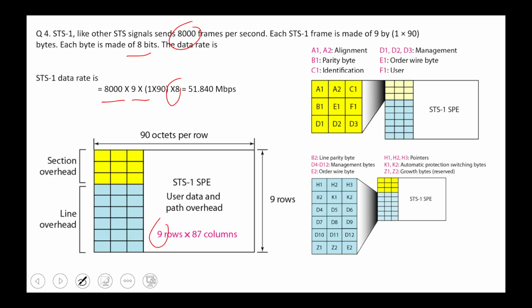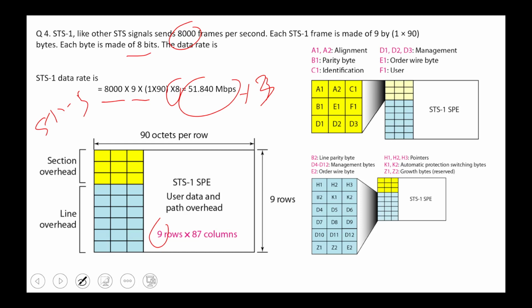If STS3 is there, it will be multiplied by 3. If it is STS4, 5 or 6, then this data will be multiplied by 4, 5 or 6 accordingly. Like that, for STS4 we multiply by 4, for STS16 we multiply by 16. Okay, have you understood how to calculate the data rate with the different data?